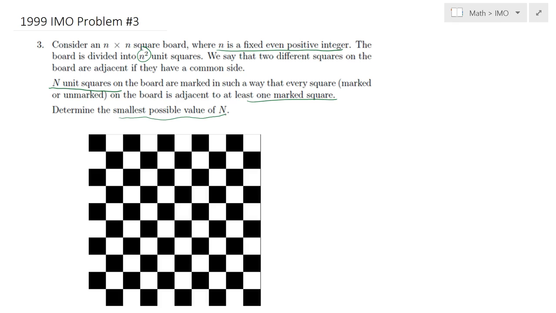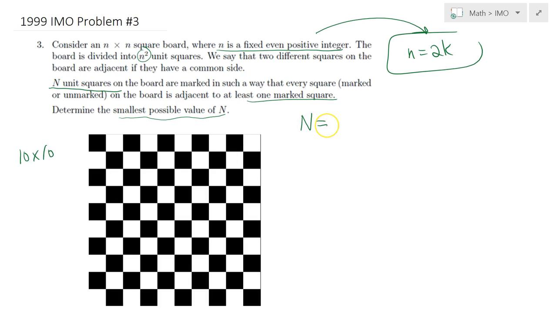So to begin with, I will write n as follows. The first thing that I do is color my n by n square board, where n is equal to 2k. Remember, n is an even integer, like a chessboard. In this particular example, I have a 10 by 10 chessboard. So n is therefore equal to, I claim, n sub b plus n sub w.